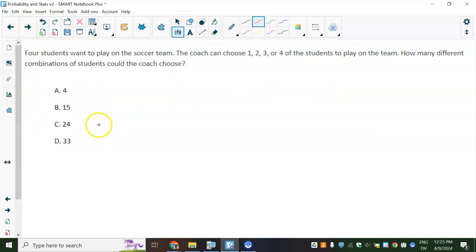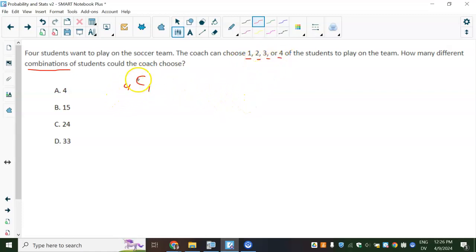Okay, pause the video and give this one a shot. Okay, 4 students want to play on a soccer team. The coach can choose 1, 2, 3, or 4 of the players. How many different combinations? Okay, so they tell us this one's a combinations. And then this is wild because you've actually got to do like 4 kids and you pick one, because the coach can choose 1, 2, 3, or 4 players, which is kind of weird.